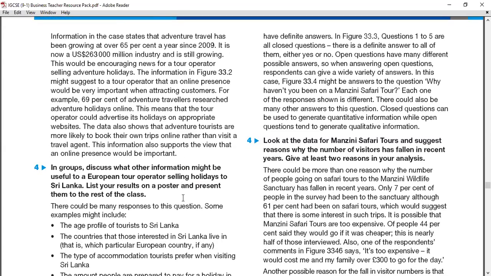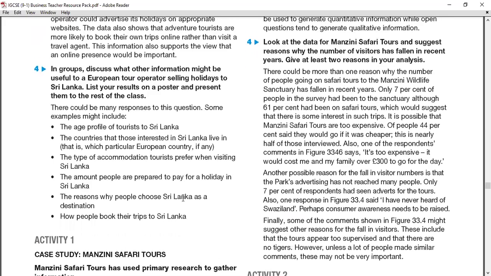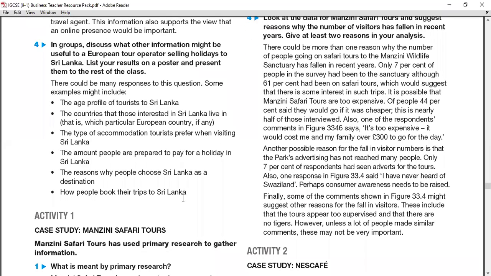And the next question they ask is a discussion part. These are the points that you can mention. This question can be moderated, discussing the information that is useful to a European tour operator, right? So it asks you to explain and analyze, not like a poster thing. What are the areas that you can analyze in this information of the tour operator? What is the usefulness of this information? What are the advantages of using this information? You can see there could be many responses to the question.